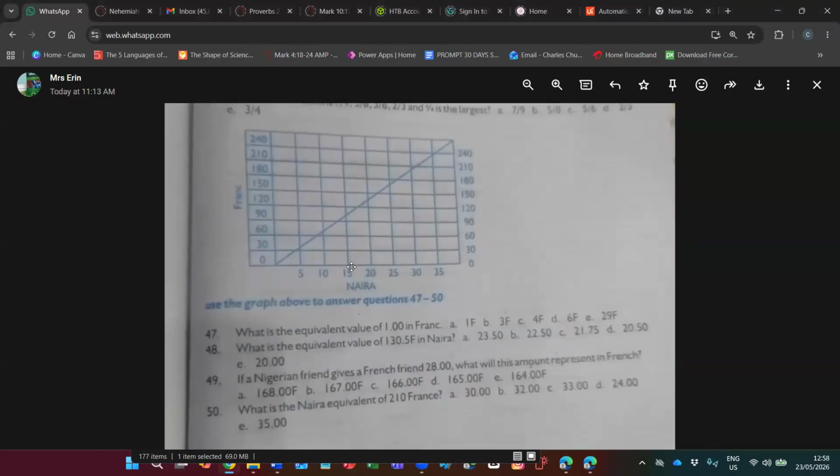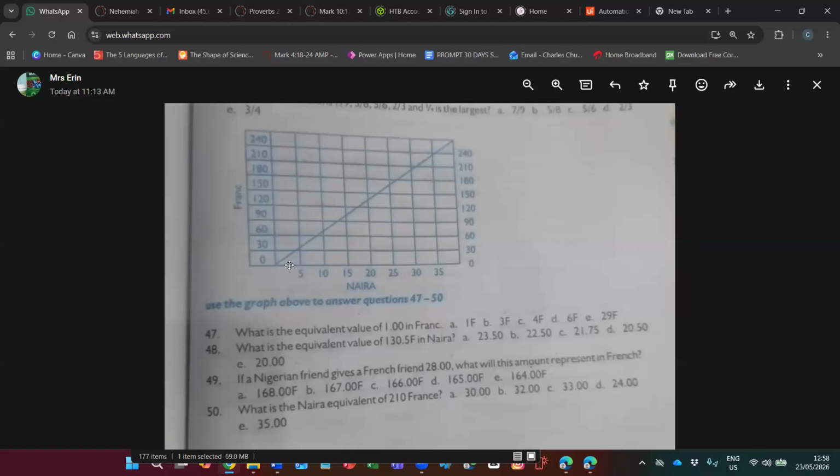Numbers 47 to 50 have a graph, and we're to use that graph to solve the questions in 47 to 50. So let's go to number 47. It says, what is the equivalent value of 1 in francs? I think they're asking what's the equivalent of 1 naira. Okay. So is this graph even accurate? I hope it's accurate though. So what's the equivalent of 1 naira in francs?